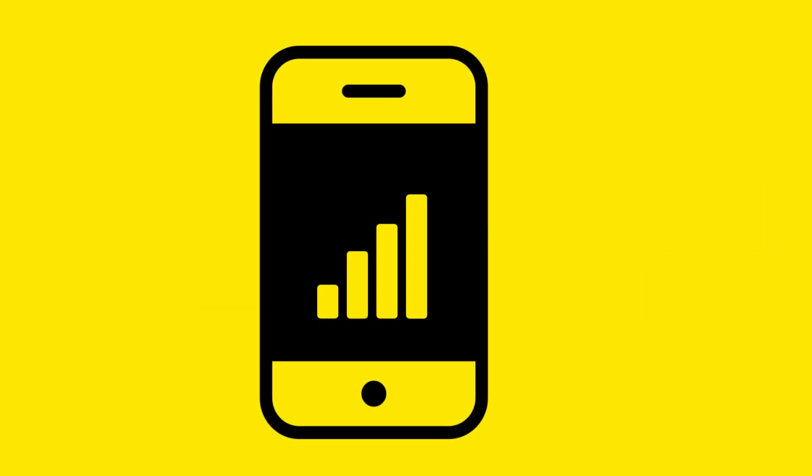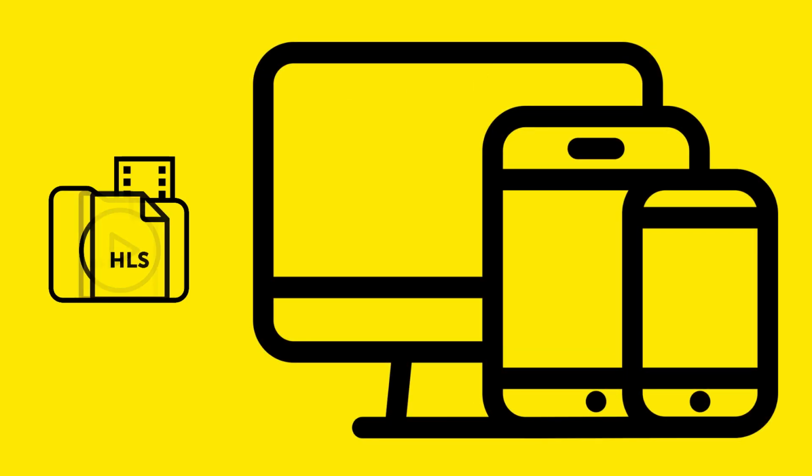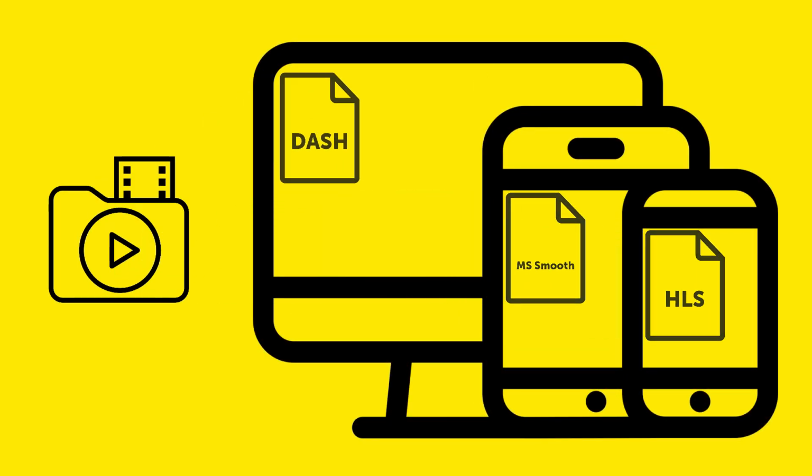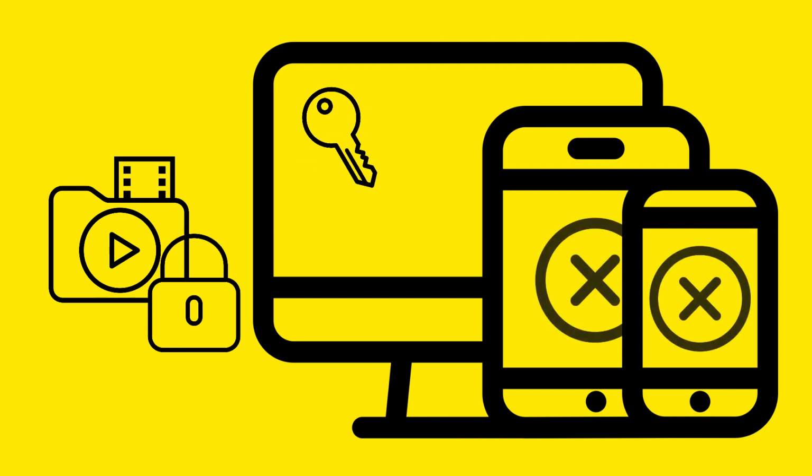VOD streaming can adapt to network conditions by generating different sized versions of the original. This ensures uninterrupted playback through varying connection speeds. The video can be transmuxed into the right protocol to reach any device, and it can also be encrypted and secured so that only your intended viewers have access.